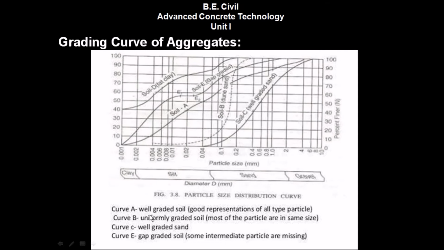Curve B is uniformly graded soil. Most of the particles are of the same size. So this is the curve B, the dotted line. Curve C is the well graded sand. So this is the curve C, the well graded sand. Curve E is the gap graded soil. Sometimes intermediate particles are missing. So this is the curve E, that is the gap graded, and also the curve D is there for the fat clay.